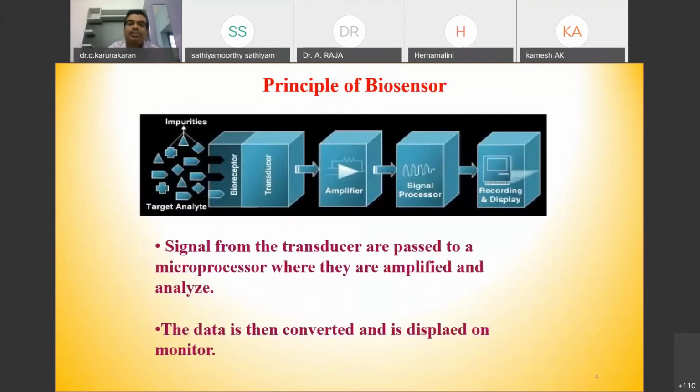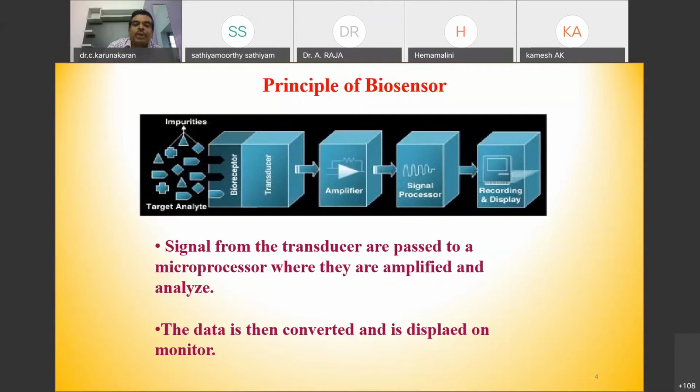The principle of biosensor. In a biosensor, the analyte binds to the bioregulation element. The biological event is converted into an electrical signal. This is amplified further and the signal is processed. What are the applications of biosensor? Two types of biosensor: bioregulation element, bioreceptor, and transducers.